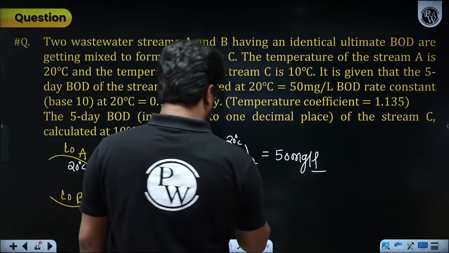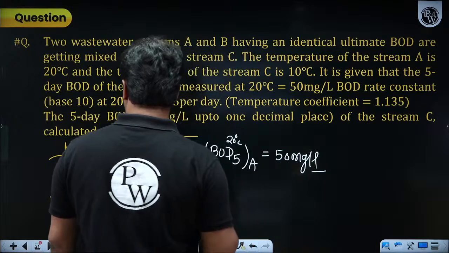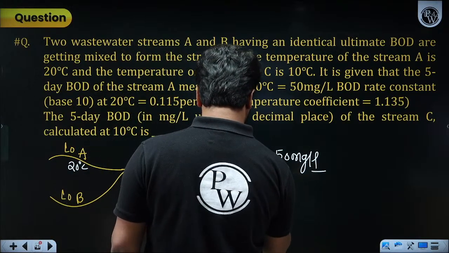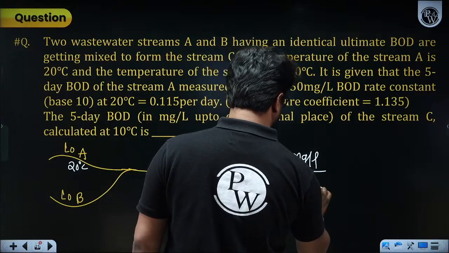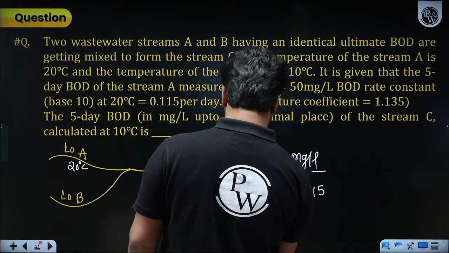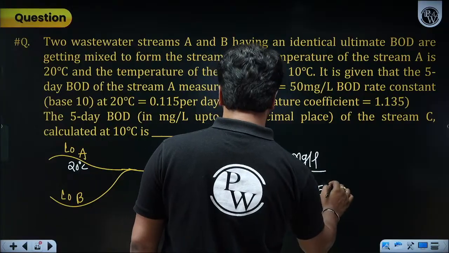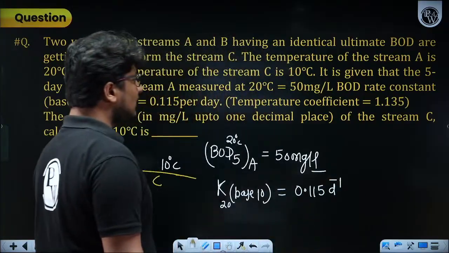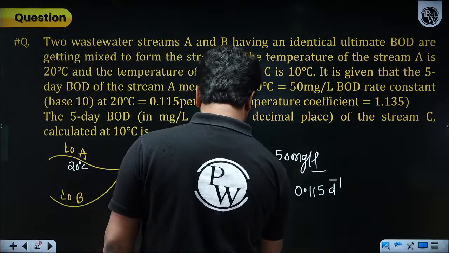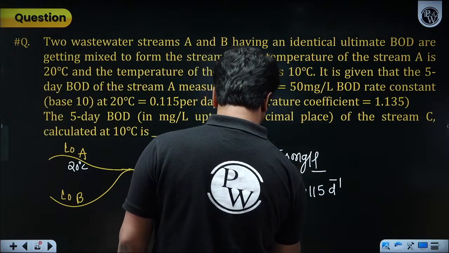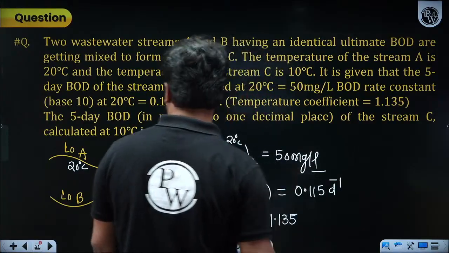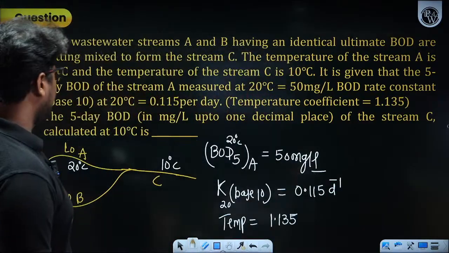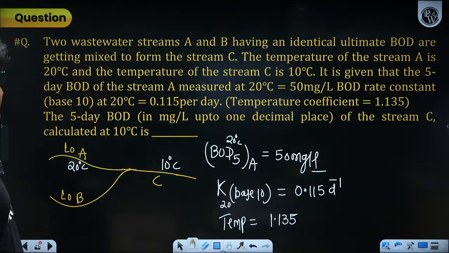Now they have given you the BOD rate constant also, that is K, and that is something they have given as base 10, which is 0.115 per day. The temperature coefficient also they have given to you. So that is 1.135. That is the temperature coefficient. Now what they want from you is the 5-day BOD of stream C calculated at 10 degrees Celsius.